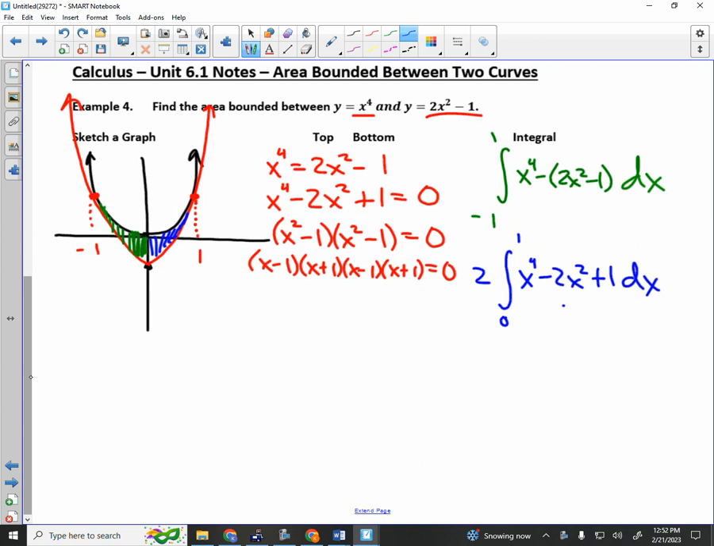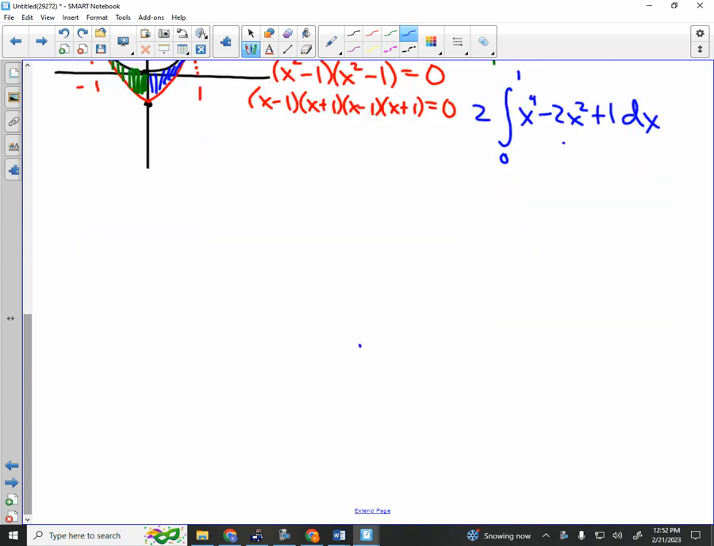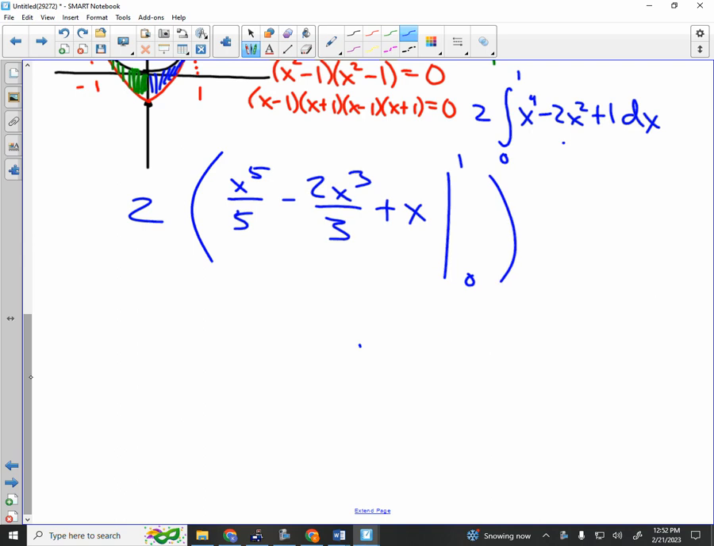So let's evaluate this. Okay? Antiderivative. X to the 5th over 5 minus 2x to the 3rd over 3. And isn't that great? We got rid of the -1 by doubling it. That's going to make it super simple. 2 times, we plug in the 1 and we get 1 over 5 plus 1.